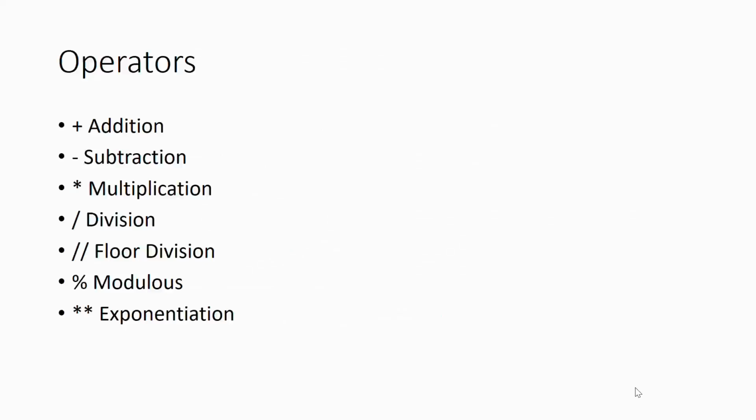We have the first one, the plus, that's for addition. Then the minus symbol for subtraction. Then the asterisk is for multiplication. Slash for division. The double slash is for floor division. This one ignores fractions. Then we have the modulus, which gives us the remainder of a division operation. And then we have exponentiation, the double asterisk.